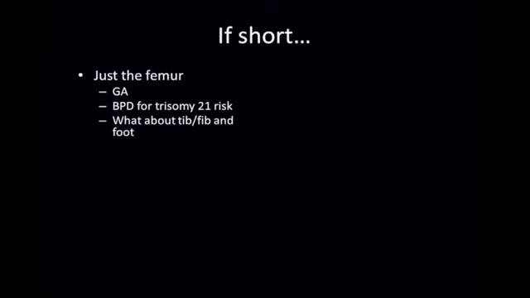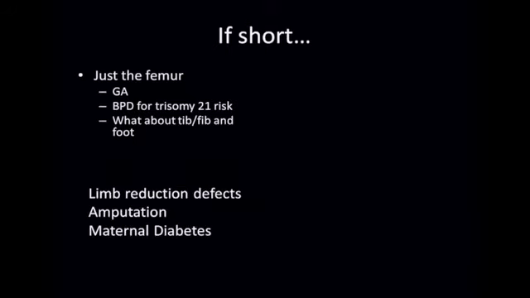And then if you do think your femur is not normal, look at the rest of the bones in that foot. Look at the tibia and fibula and the foot itself. If you have a single abnormality in a single extremity, you can think about limb reduction defects or amputation, perhaps for something like amniotic bands. Or in maternal diabetes, you can have a short femur, you can have caudal regression syndrome. There are specific entities that go along with that condition.